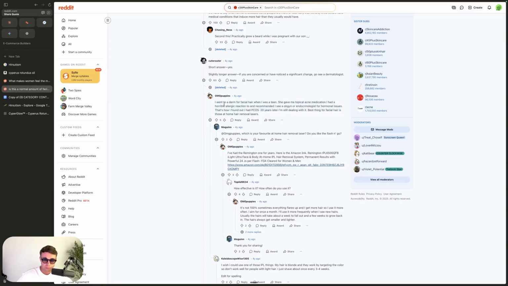So like that in itself is really good to take, because we're getting two useful bits of information here. We're getting a medication that was prescribed but didn't work. She had a horrible allergic reaction. She's not going to be the only person that's had that allergic reaction who's been having this issue and been prescribed it by their doctor. But then it's also saying that the best thing for facial hair is those at-home hair removal lasers. So that could be a common belief that people within this category have. Maybe that is the best option.